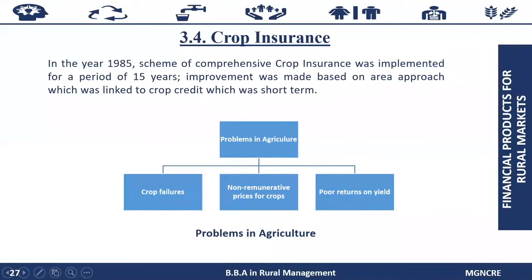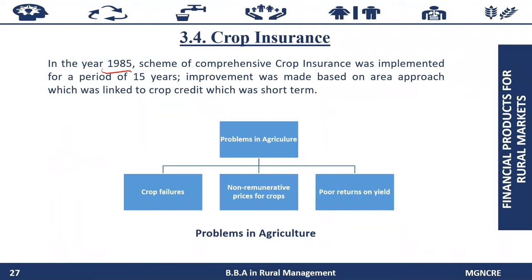Hello all. We have reached our fourth topic, that is crop insurance of chapter 3. In this we'll talk about various insurance schemes taken as an initiative by the government of India, and what are the different expenditures on those particular schemes. So let's get started.